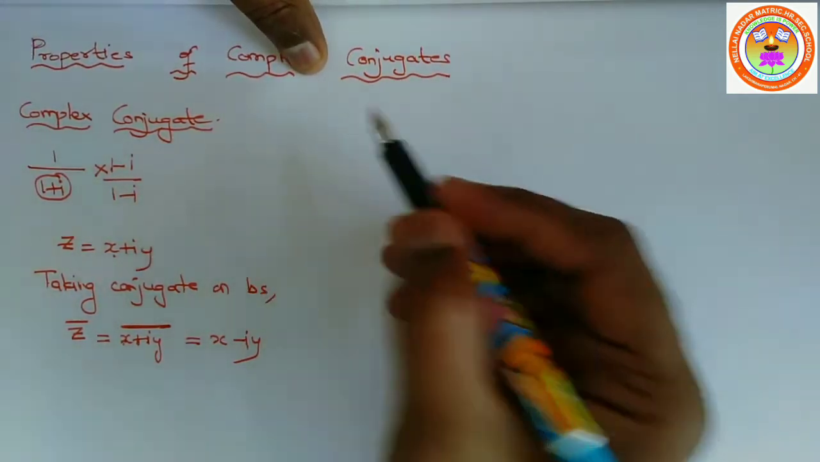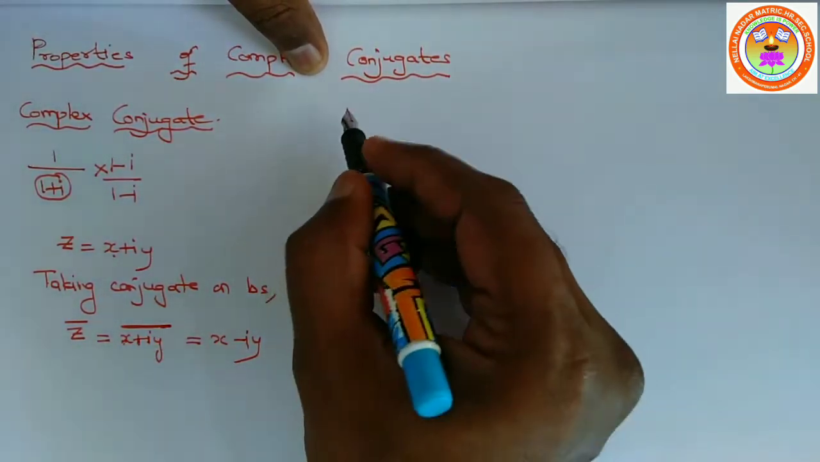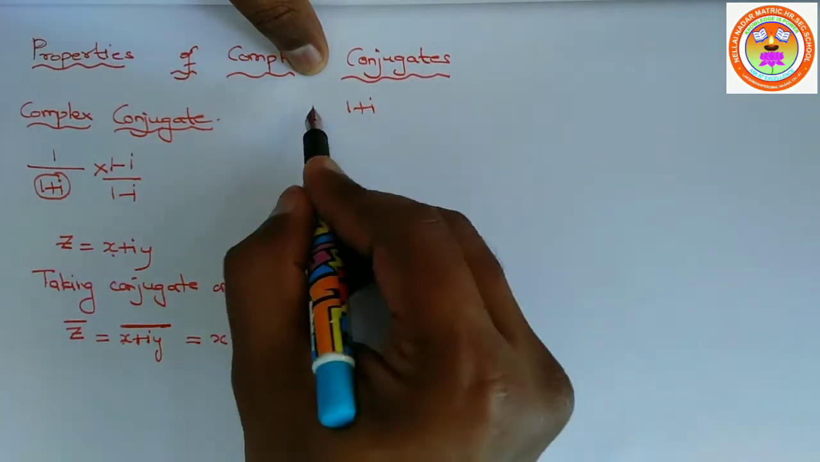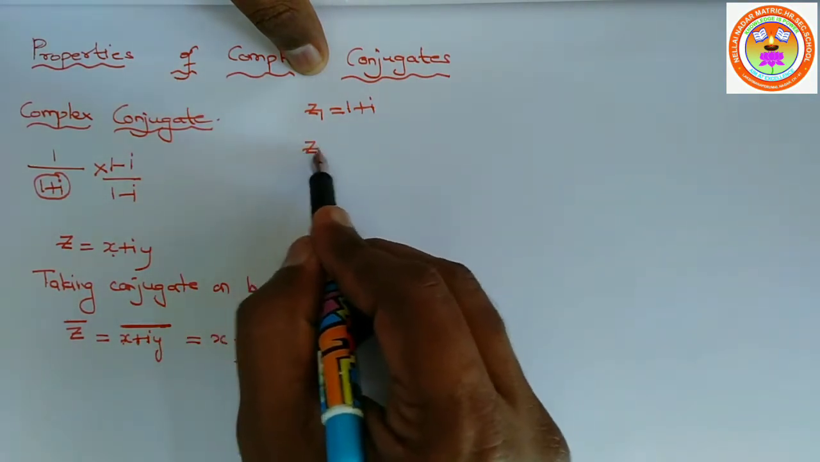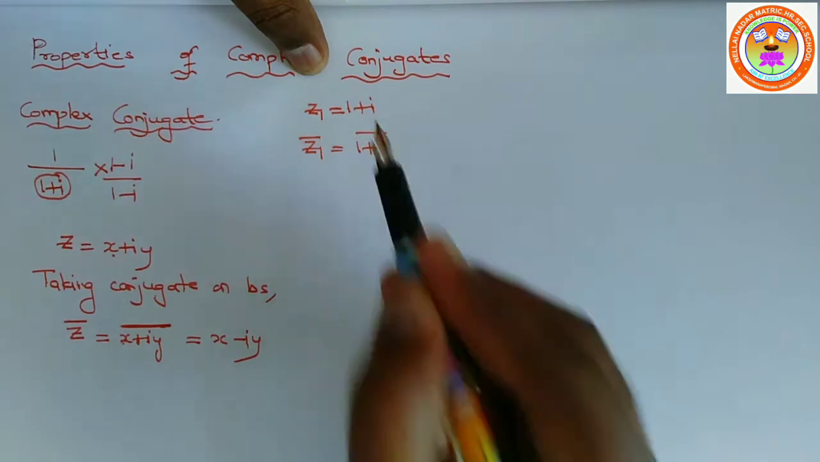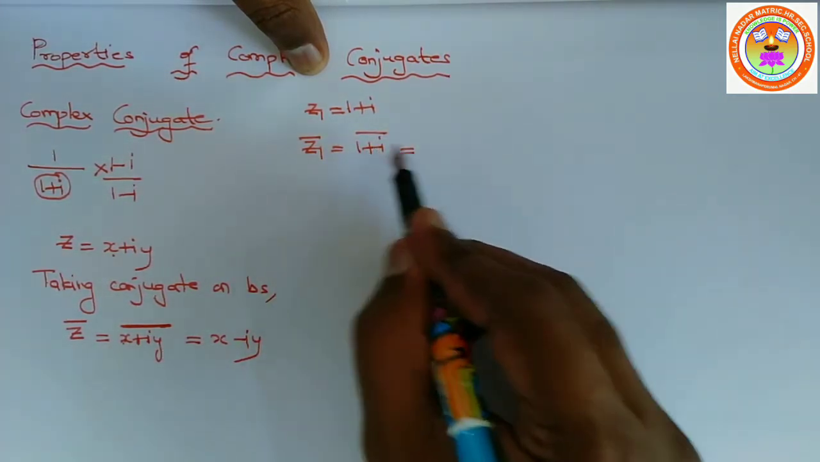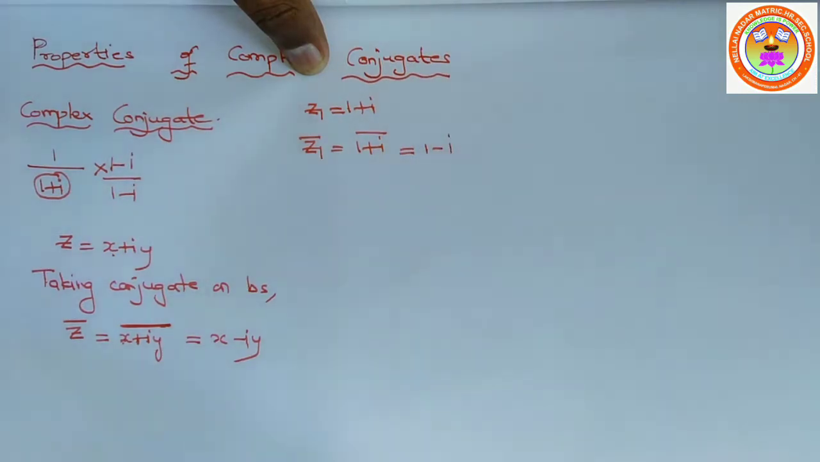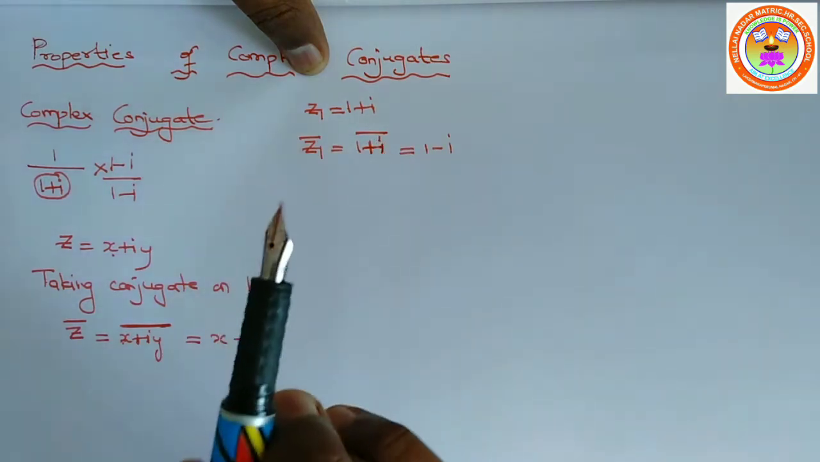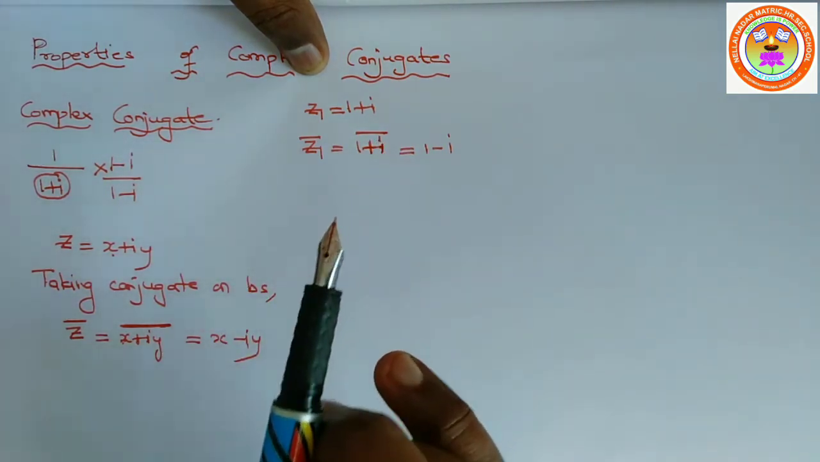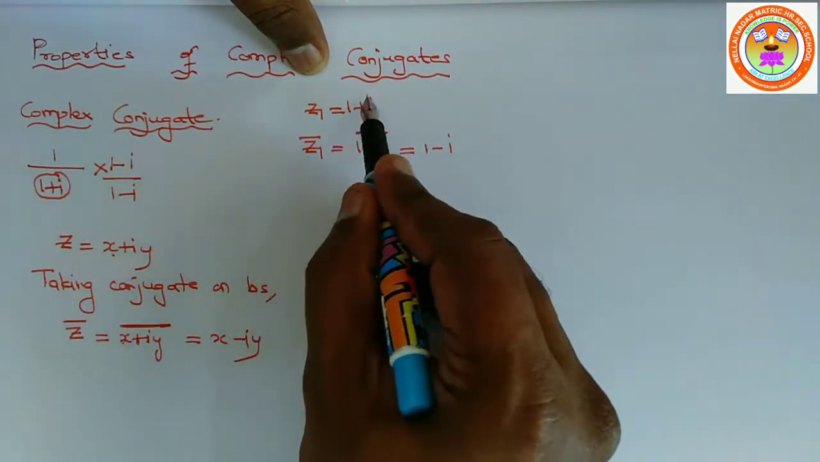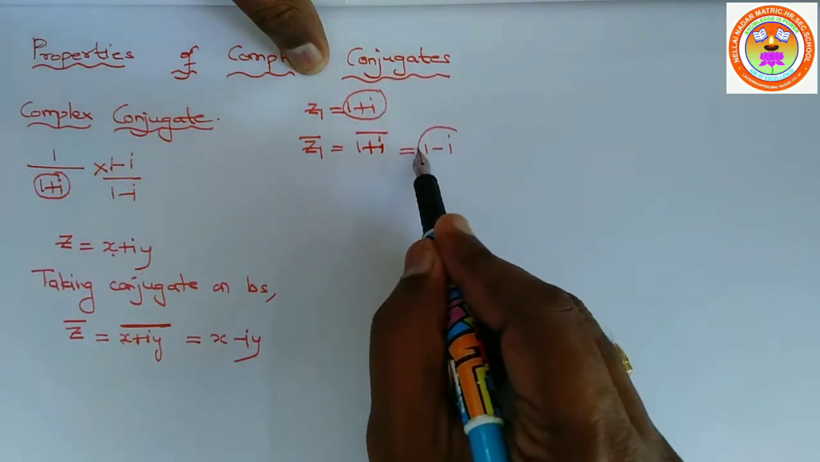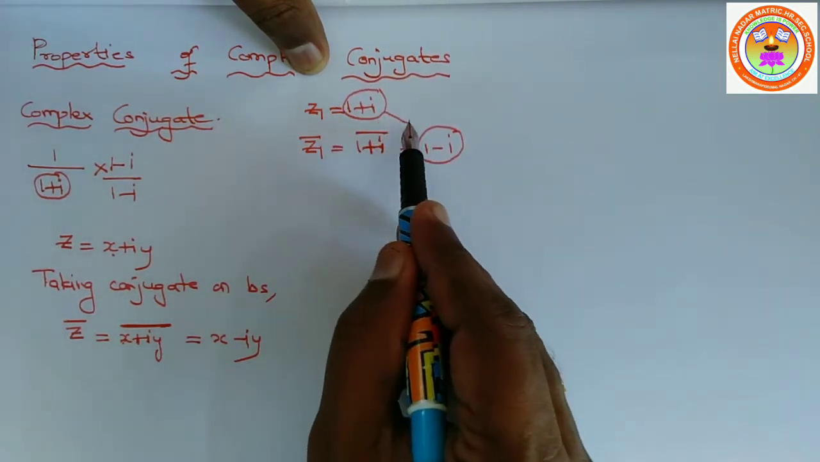For example, I am going to give you a few more examples. If we take z1 is equal to 1 plus i, what is the conjugate? z1 bar is equal to 1 plus i bar. To remove the bar, the plus i needs to change to minus. Listen very carefully: only the sign of the imaginary part needs to change. If plus i, write minus i. So the conjugate of 1 plus i is 1 minus i.